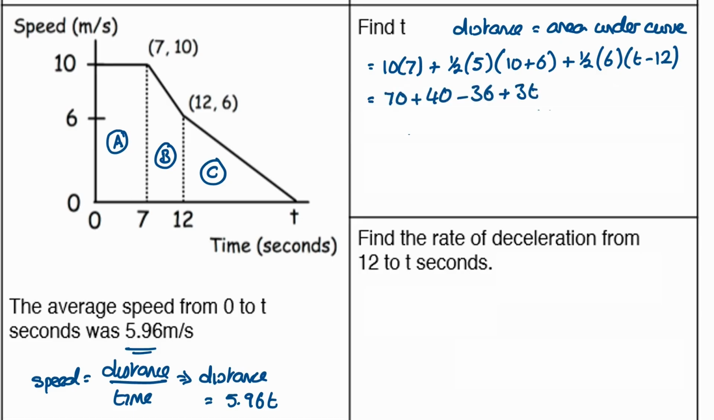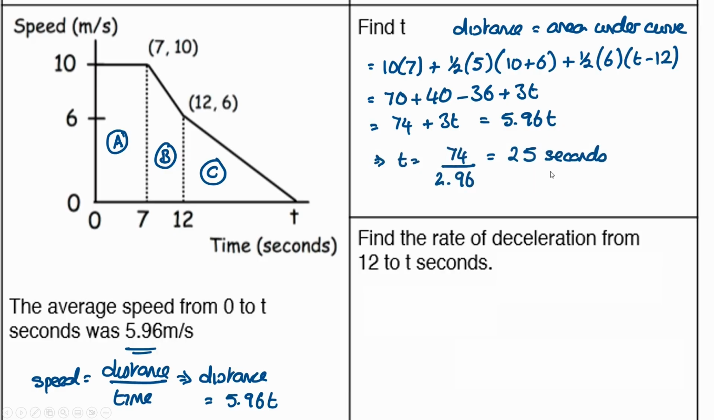So 10 times 7 is 70. Half of 16 is 8, times 5 is 40. Half of 6 is 3, so 3t, and 3 times minus 12 is minus 36. Collect my numbers, and remember all of that is equal to the distance, 5.96t. Take away 3t from both sides, divide by 74, and that gives me 25 seconds. Now, it's not always the case, but if you're doing some maths and you've got things like decimals in the maths, and then a nice number falls out, that's probably a good sign you've got the right answer. Not definite, but it's a good sign. So first question, 25 seconds.